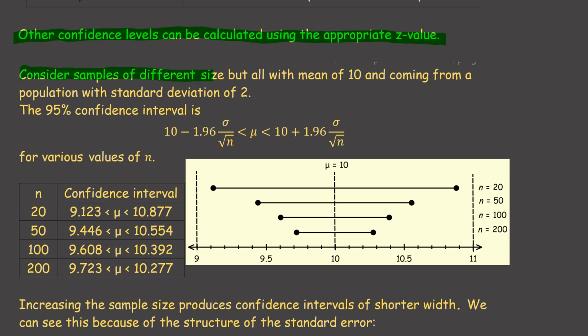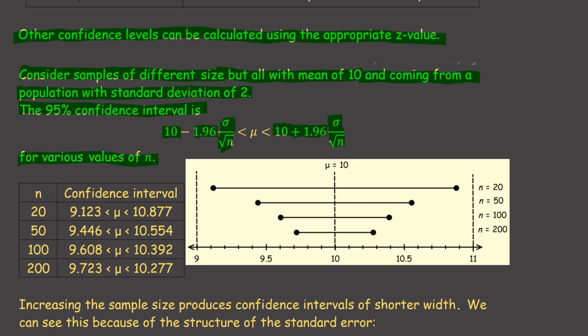Consider samples of different size, but all with a mean of 10 and coming from a population with a standard deviation of 2. The 95% confidence interval is 10 take away 1.96 sigma over root n to 10 plus 1.96 times sigma over root n for various values of n. Look at the diagram. Look at what happens as we increase n.